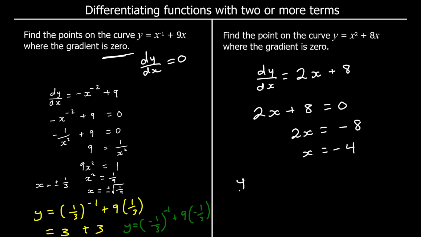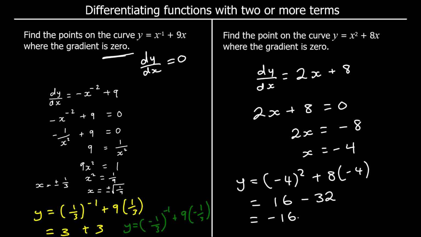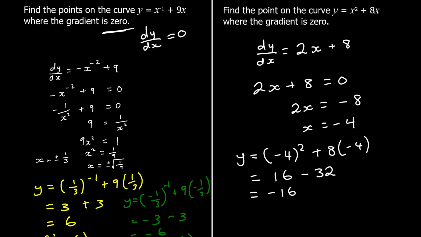So when x is -4, y is (-4) squared plus 8 times -4. (-4) squared is 16. 8 times -4 is -32. So that's -16. 16 take away 32 is -16. So the point is (-4, -16).